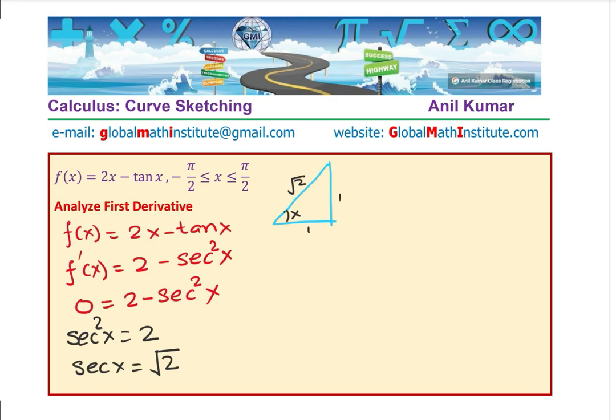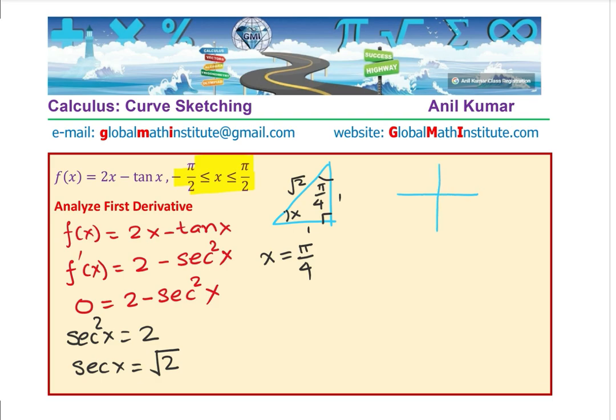So we know secant x equal to square root 2 means x is equal to pi by 4, right? So that happens when we have this angle as pi by 4, right? Isosceles right triangle. So pi by 4 is a critical number. Now you should remember one thing, and that is we are talking about a domain which is from minus pi by 2 to plus pi by 2. What does that mean? Let's try to look into this.